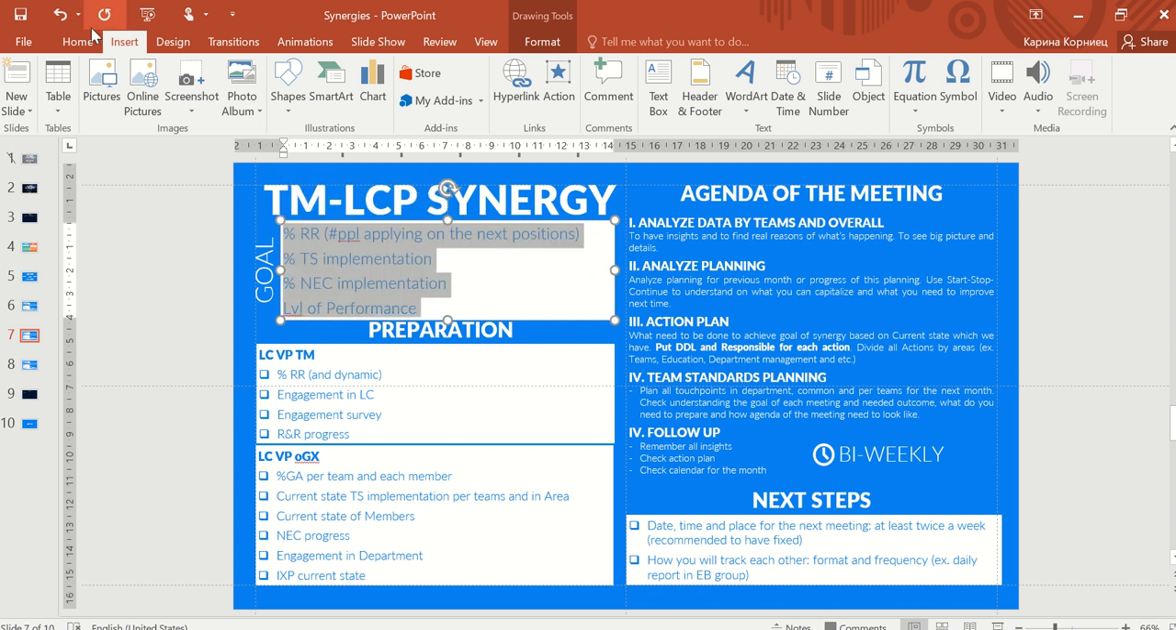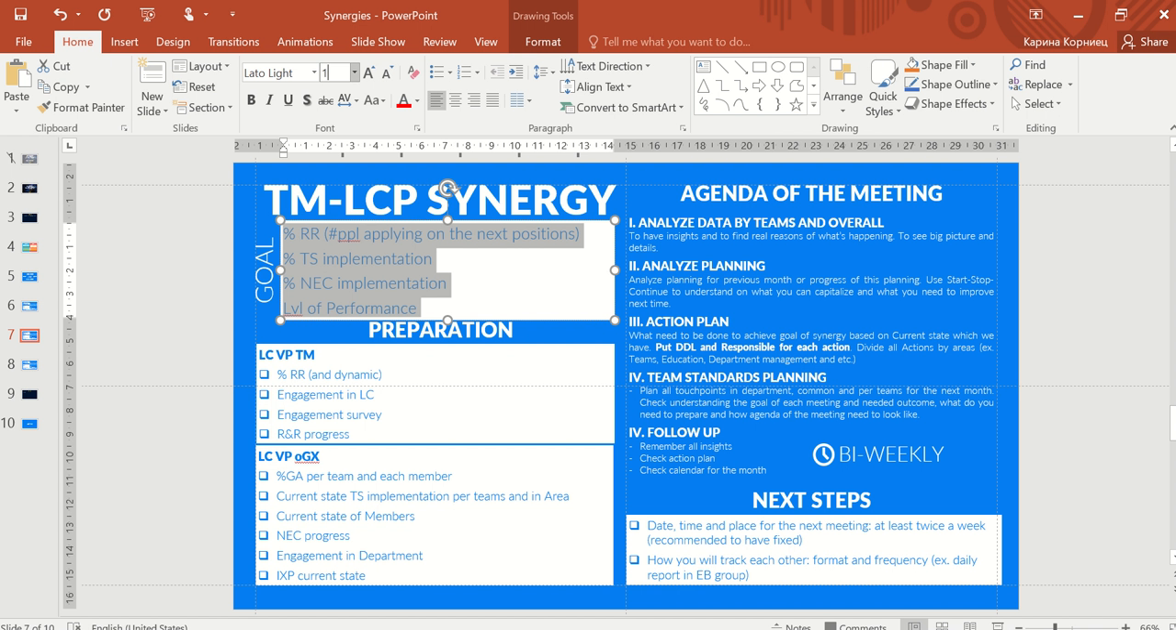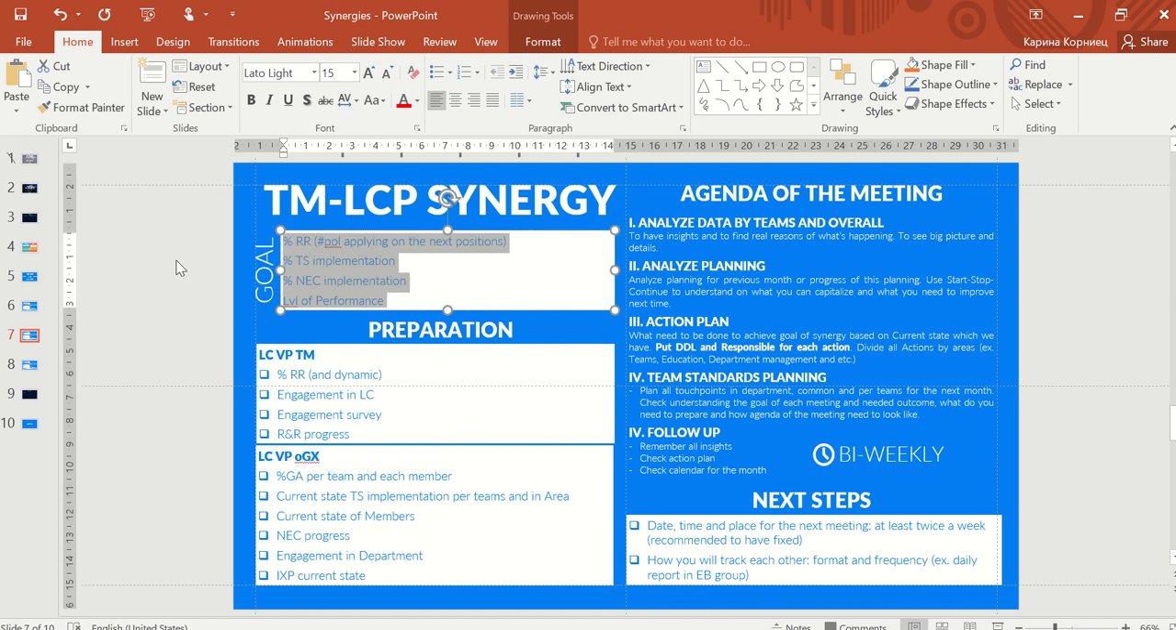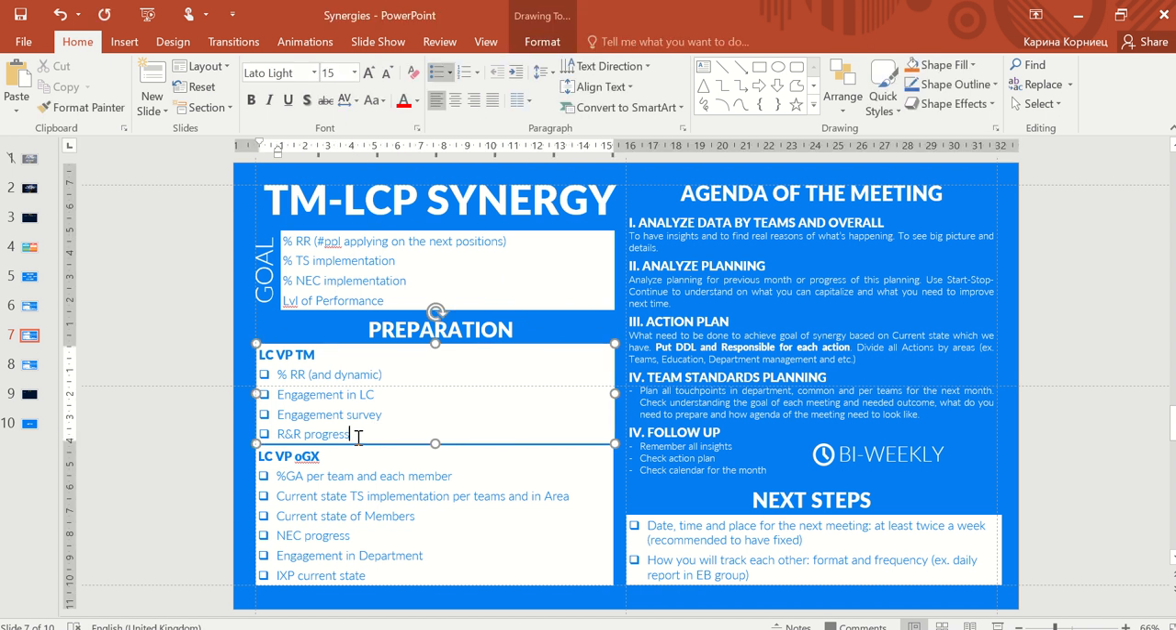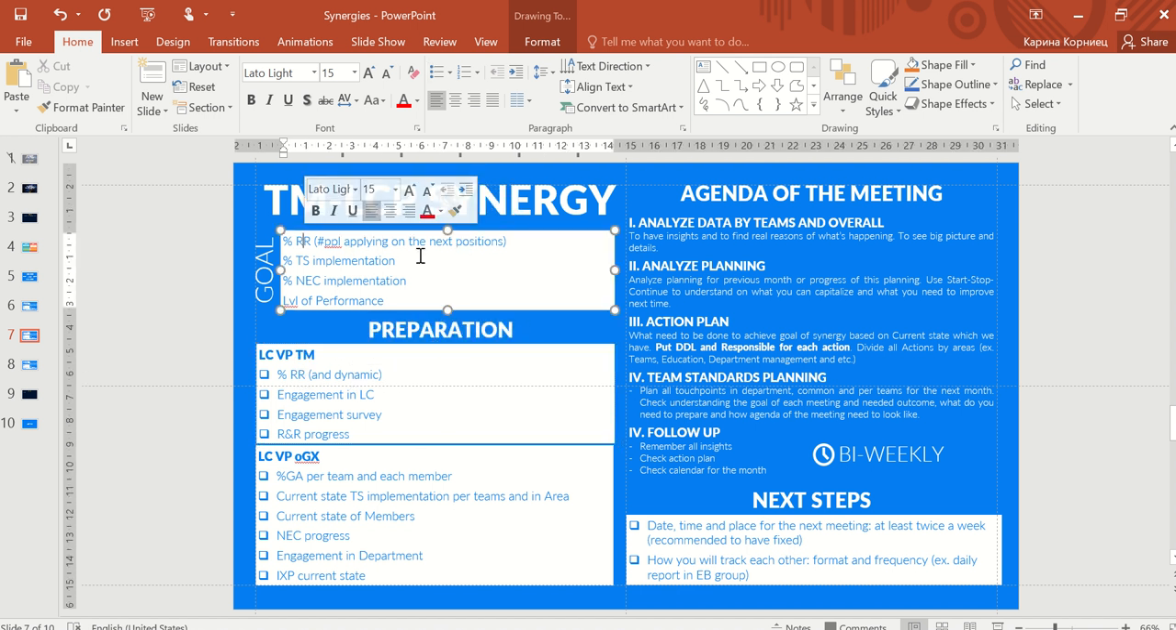Okay. Moving to preparation. What do you think should be prepared from the TM side? Can you provide an example? Okay, an example is here, like retention rate and dynamic. I think it also applies to what we put.